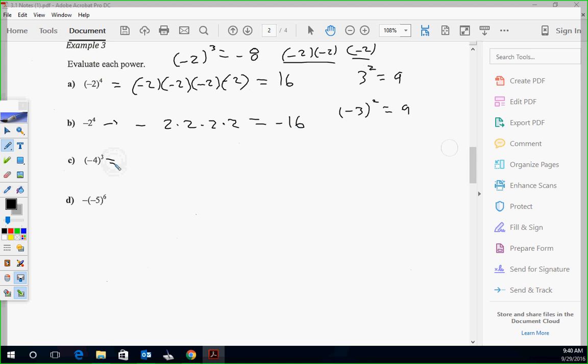This one here, negative 4 cubed. So then back to what Nolan was saying, that's an odd with a negative. So we expect our answer to be negative. Be negative 64.